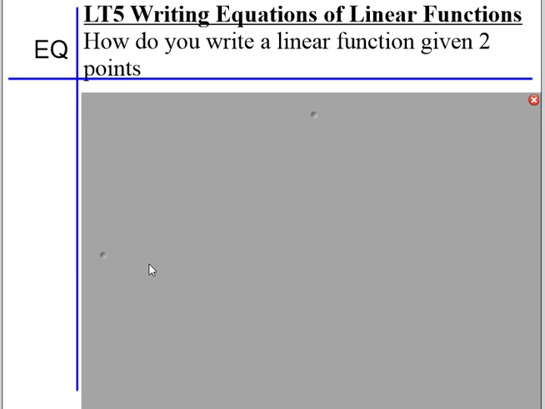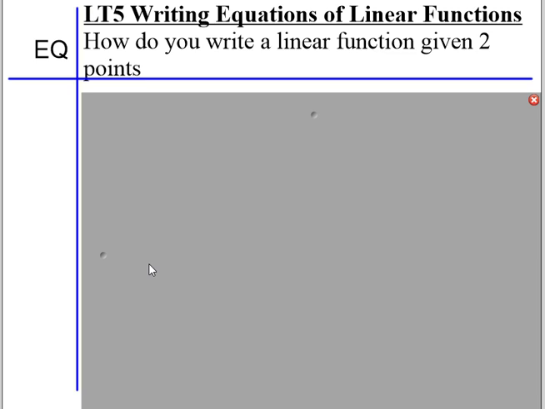This video is included in Unit 1. It's going to cover Learning Target 5, which is our learning target on writing equations of linear functions. So how do you write a linear function given 2 points? Ultimately that's the goal, to answer that question.